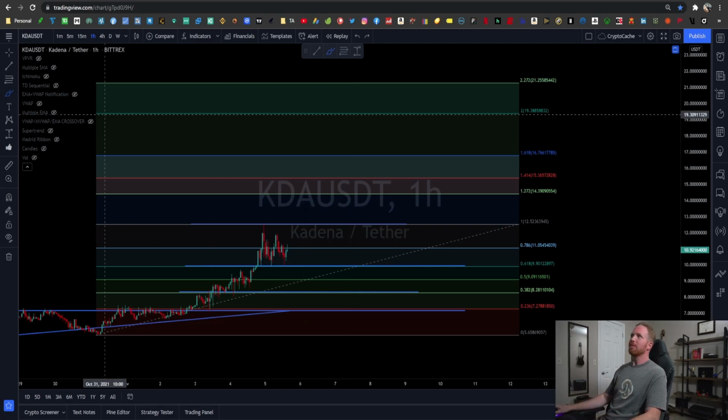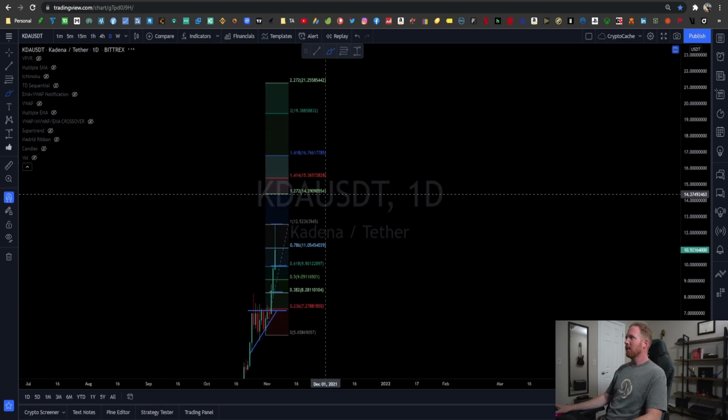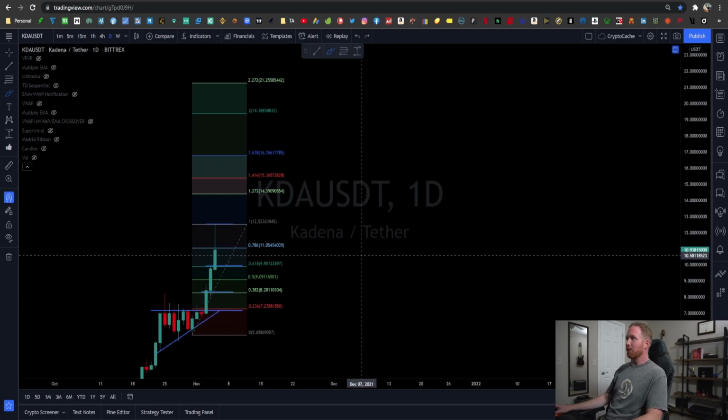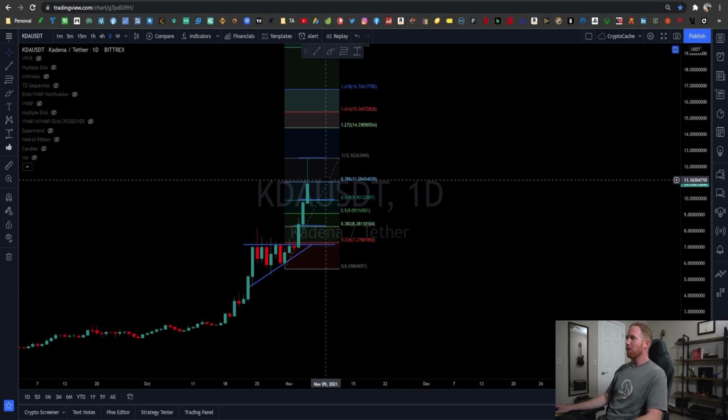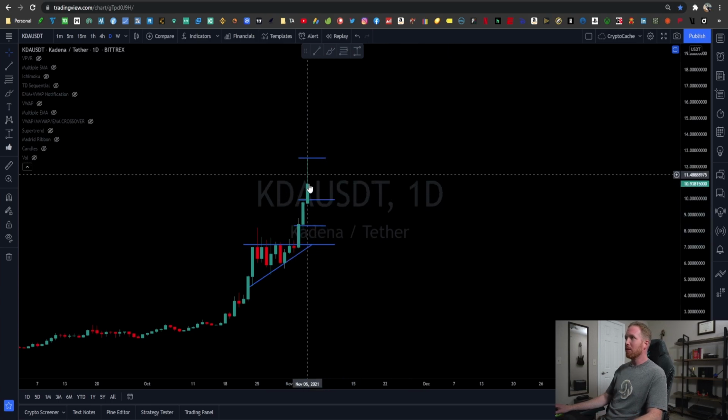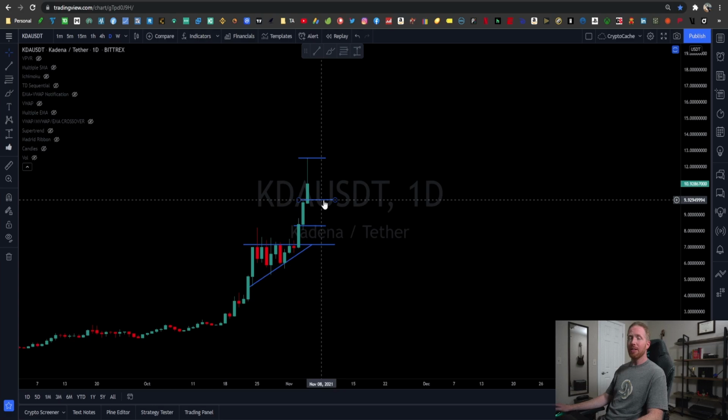But we can't overlook the fact that we've got these three, in my opinion, that look like three white soldiers. And I feel as if we're going to see a retracement soon. But maybe this correction that we see here in the upper wick, maybe that's enough. Maybe that's all it needed, right? Perhaps that's all it needs.